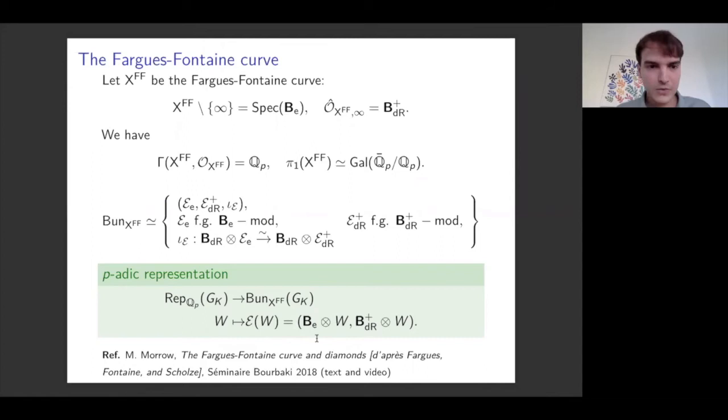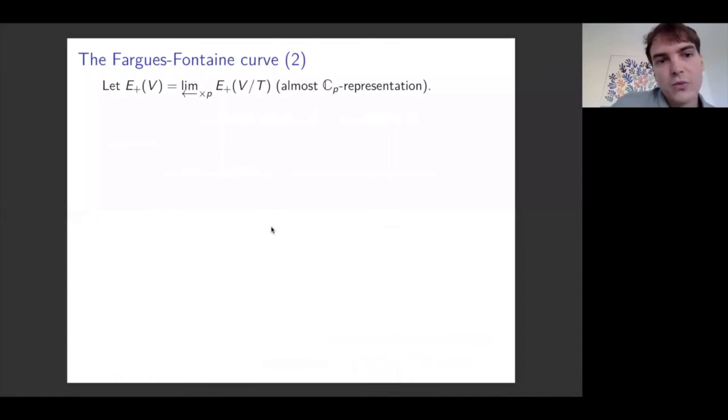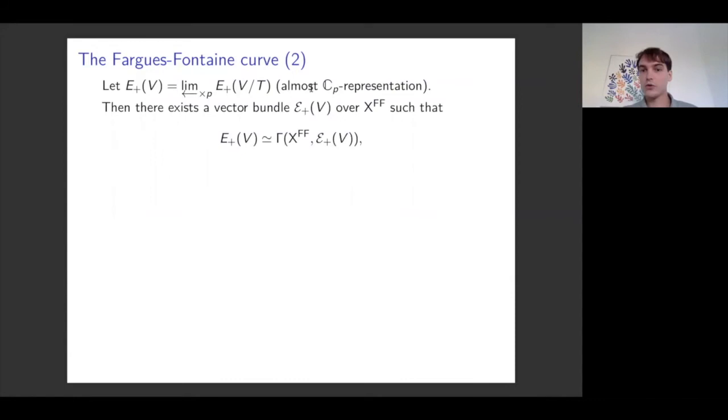Okay, and so how is it related to our problem, the computation of this cohomology of E^+? Well, we can consider the inverse limit of multiplication by p of this E^+(V) over T. This is a p-adic Banach space with a continuous action of G_K. More precisely, it's what Fontaine called an almost C_p representation. We will not need this category, but just to have an idea what kind of object we are dealing with. One of the crucial points is that there exists a vector bundle over the curve such that the global sections give us back our module E^+(V). This isomorphism comes with the Galois action on both sides, so this vector bundle really is a G_K-equivariant vector bundle. And so to study the cohomology of E^+, we can study the cohomology of the vector bundle, calligraphic E^+, instead.